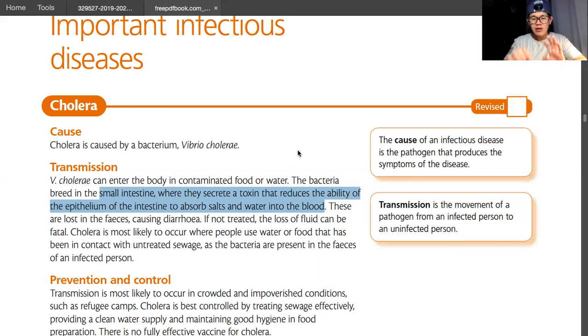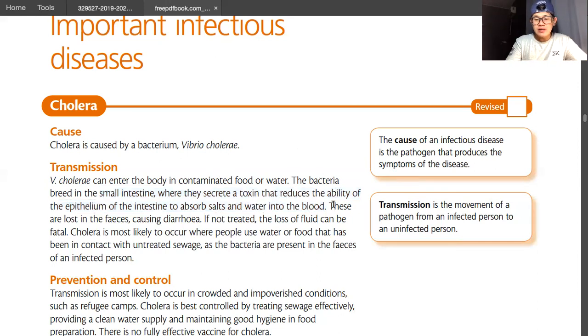Okay, so all the fluid being excreted out mixes with the feces, and therefore it causes the feces to be very fluid and therefore causing diarrhea. So all of those excess fluids are therefore lost in the feces, causing diarrhea.